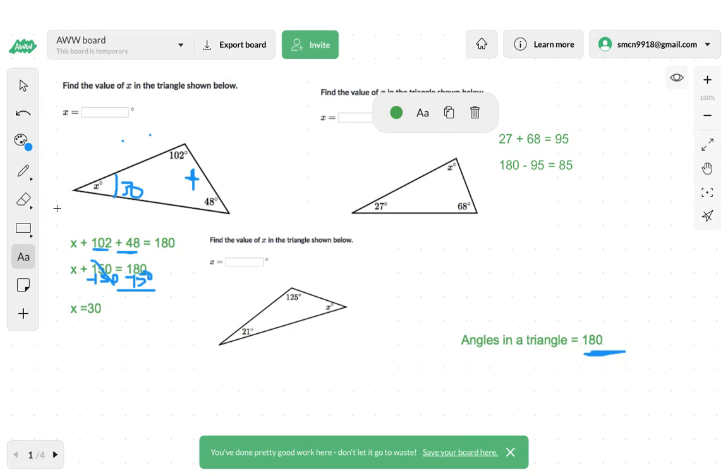Okay, so if you don't like setting up an equation, you're more than welcome to solve just like this. Sometimes we forget to subtract from 180, so make sure you do this step, right? Because all three of these angles should equal 180.